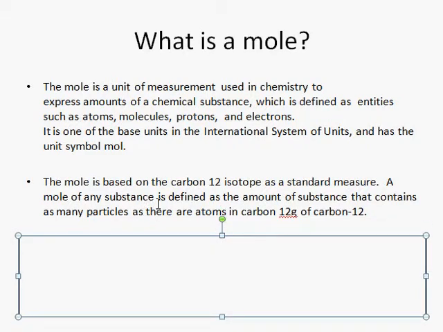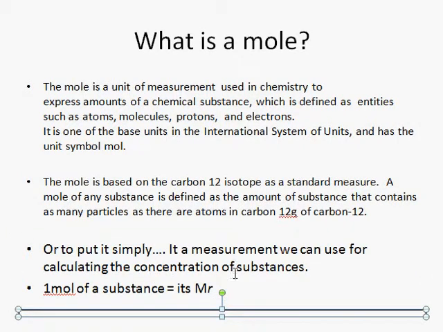The mole is based on the carbon-12 isotope as a standard measure. A mole of any substance is defined as the amount of substance that contains as many particles as there are atoms in 12 grams of carbon-12.